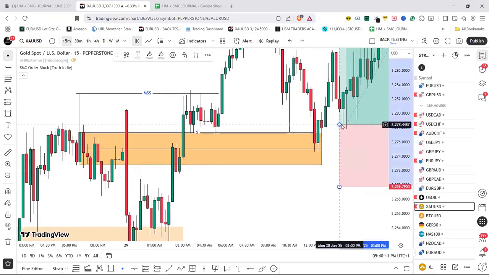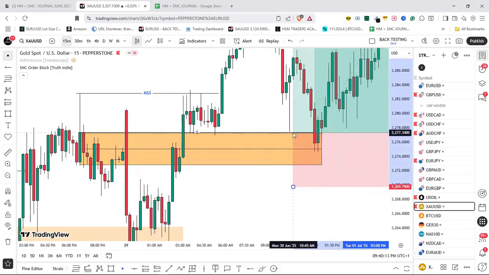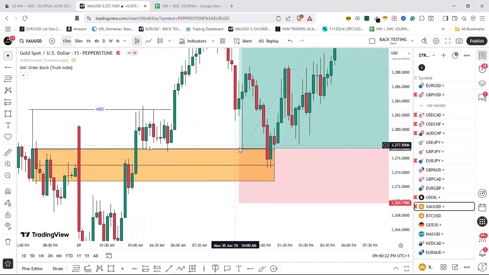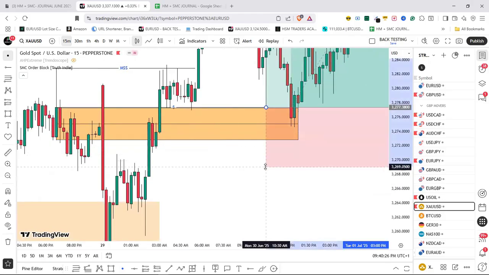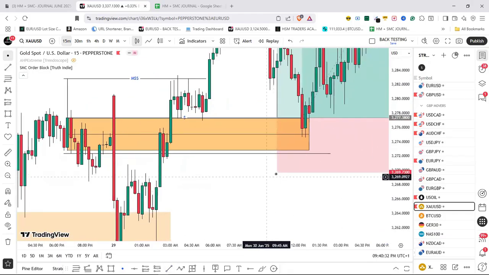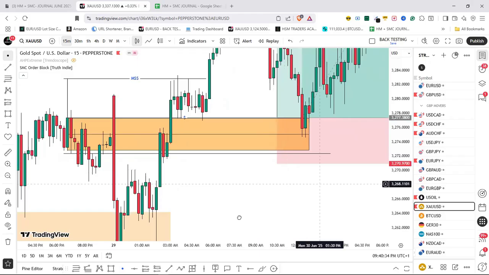But then I took my entry first of all from there, from this one. That was where I took my entry from here. Price pushed all the way up and then came back again. Then my stop loss was a few pips below this breaker block. Few pips below here. That was my stop loss. So you can see what happened.